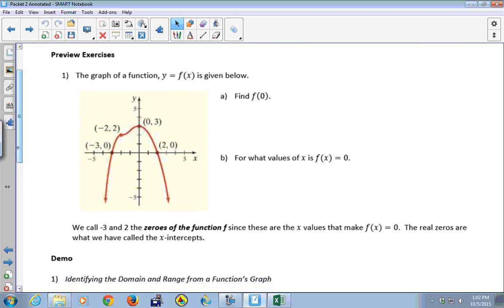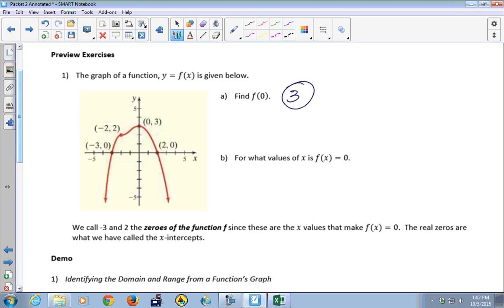So I've given you a graph, y equals f of x, and I want to evaluate f of 0. So that 0 in the parentheses, is that an x or a y? X. That number in parentheses is always an x, always an input, always the independent variable. So when I write f of 0, I'm telling you x is 0, you tell me what y is. If you look at your graph, can you tell what y is when x is 0? 3. So f of 0 is 3.